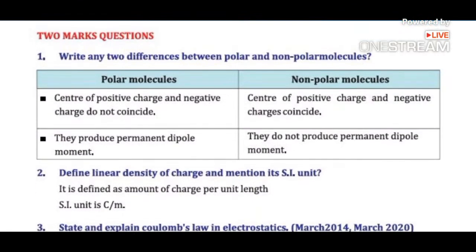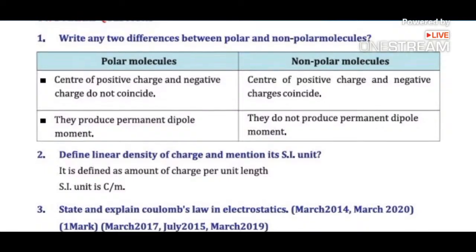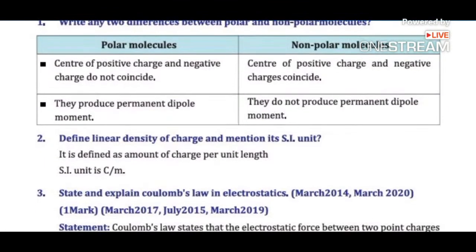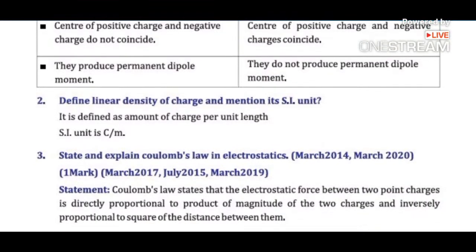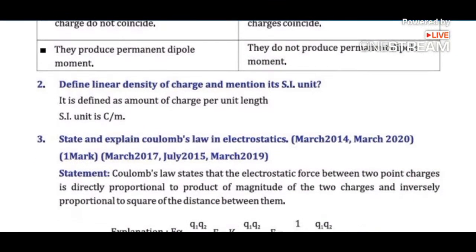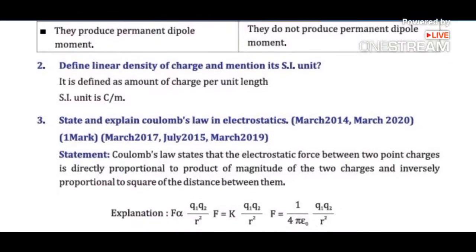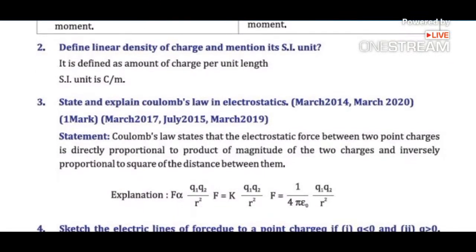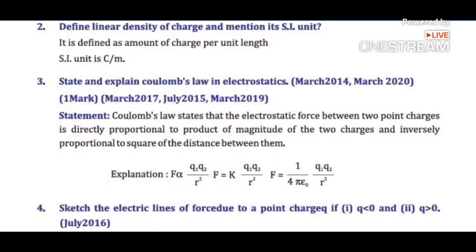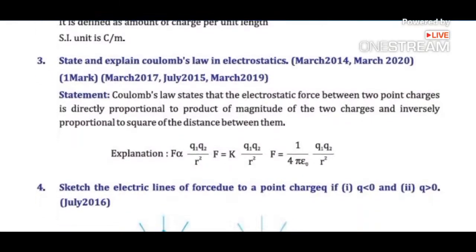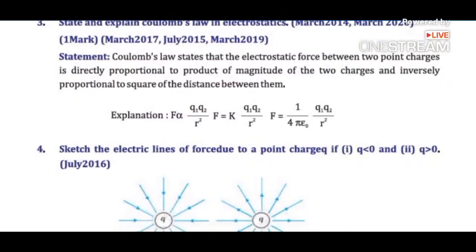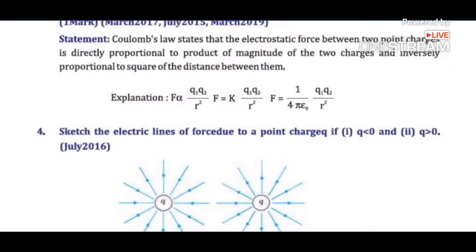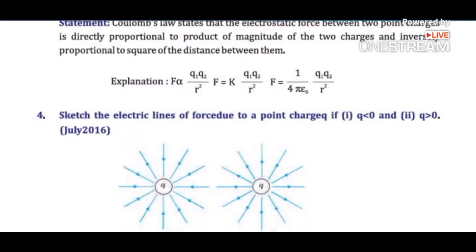Question 2. Define linear density of charge and mention its SI unit. Answer. It is defined as amount of charge per unit length. SI unit is C/m. Question 3. State and explain Coulomb's law in electrostatics. Statement. Coulomb's law states that the electrostatic force between two point charges is directly proportional to the product of the magnitudes of the two charges and inversely proportional to the square of the distance between them.